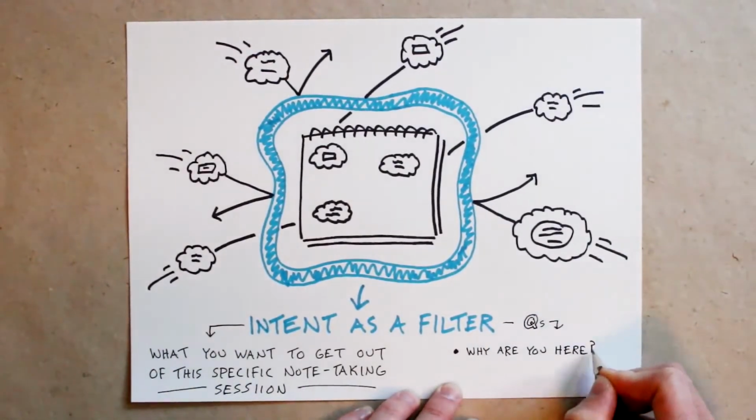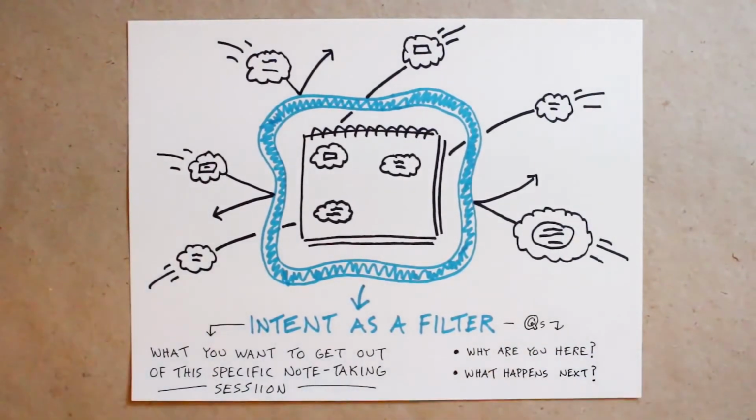Here are 2 questions that will help you define your own intent prior to any note-taking session. Why are you here, and what happens next? When you ask yourself those 2 questions, you will bring in both the purpose for you being here in the first place, and then also how what happens here affects what will happen in the future. Because ultimately, that's what your notes are for, to help inform your future actions.